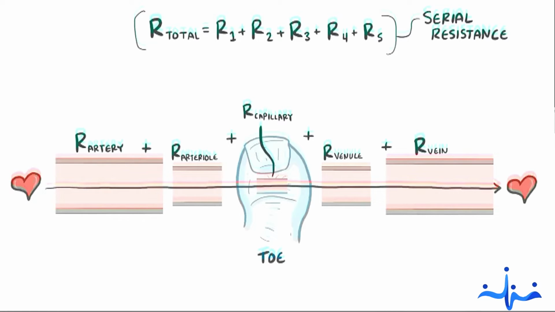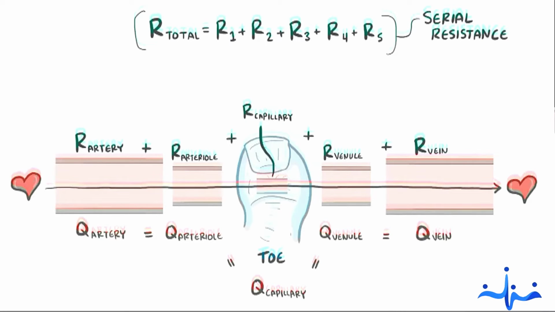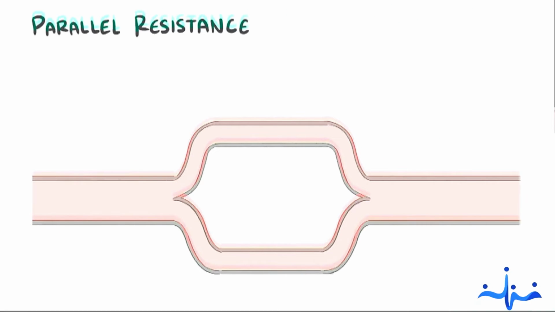Another thing to know about this is that when we arrange resistance in series like this, the blood flow through each part of the system is actually the same, even though the resistance at each level will differ mostly based on the length and radius of each vessel. Like I said, this wasn't really the most realistic, because it doesn't account for the millions of branch points in the circulatory system. And for that, we have to think about the concept of parallel resistance.